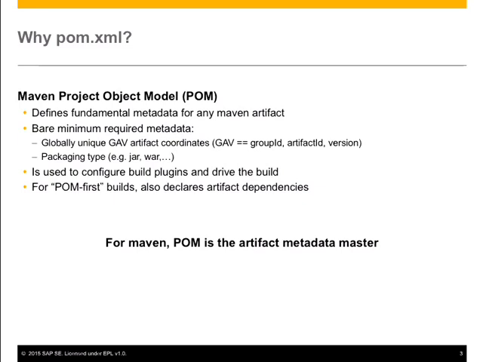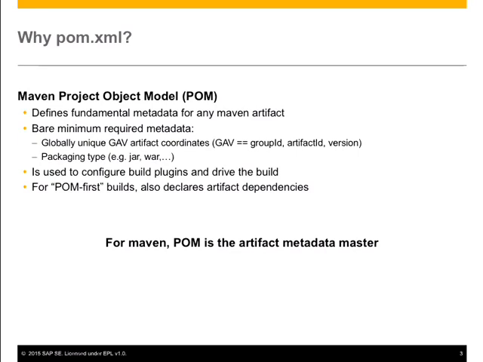So just to recap, Tycho is a Maven plugin, and Maven has a project object model which is really fundamental to anything that you can do in Maven. So the POM defines really the fundamental metadata for any artifact that you want to build with Maven. So any jar, for example, you want to build with Maven and you want to publish with Maven, it needs to have a POM.